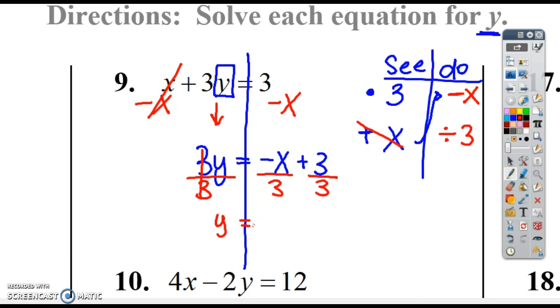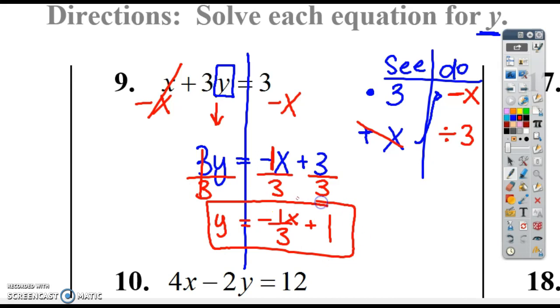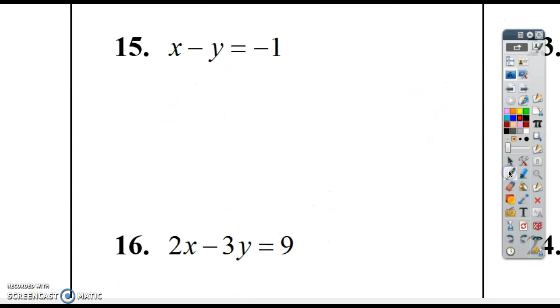Can that be reduced as a fraction? Can you guys see what that fraction is? You guys know this is a negative x. That's the same thing as a negative 1x. Okay, so can negative 1 over 3 be reduced? No, so that stays as a negative 1 over 3x. And 3 divided by 3 gives you a positive 1. So when you're solving for y, for this equation, your y equals negative 1x over 3 plus 1.